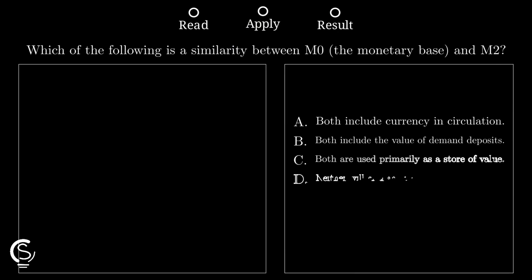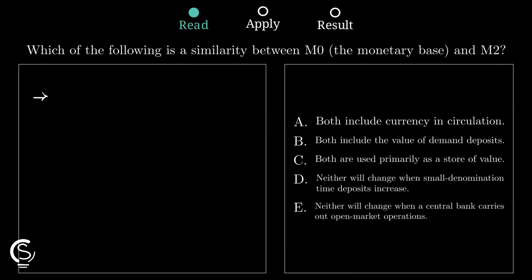The monetary base, or M0, consists of all currency in circulation plus bank reserves held at the central bank. It represents the most liquid form of money in our entire economy.